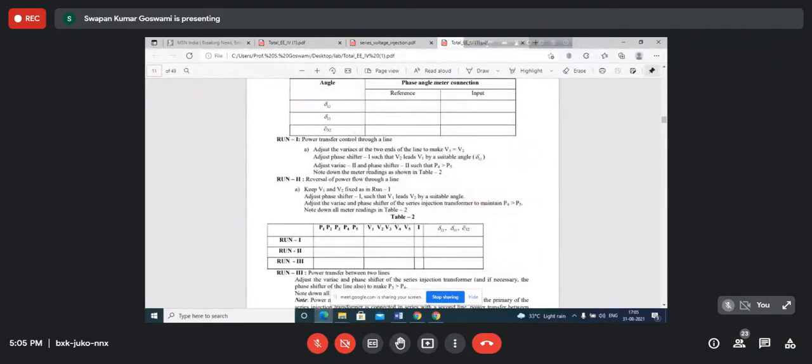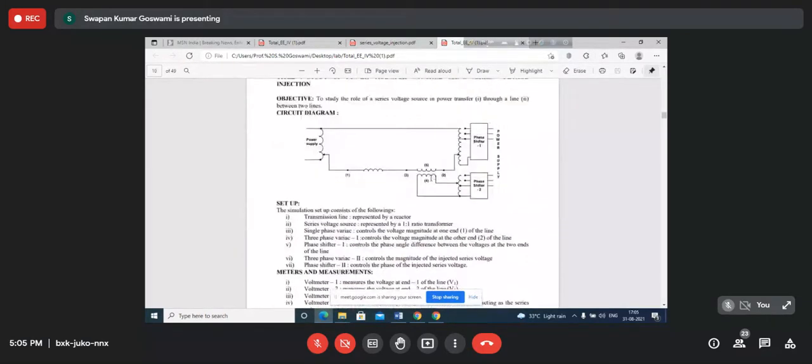Adjust variac 2 and phase shifter 2 such that P4 is greater than P5. What we are doing is injecting a voltage with the help of this transformer into this line, in such a way that P4 is greater than P5. That means some power is flowing from the primary of this transformer to the secondary. As we are injecting a voltage in series with the transmission line, that voltage also transfers some power to the other line. So P4 greater than P5 ensures that power will be transferred from this winding of the transformer to that winding. From the measurements we shall be making, this will also be clear.